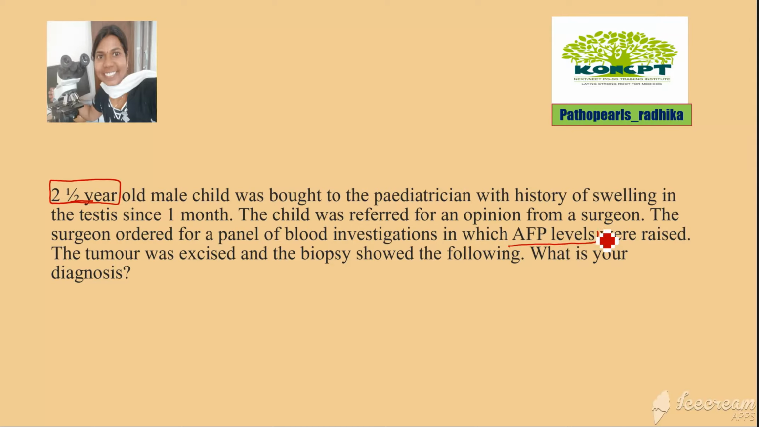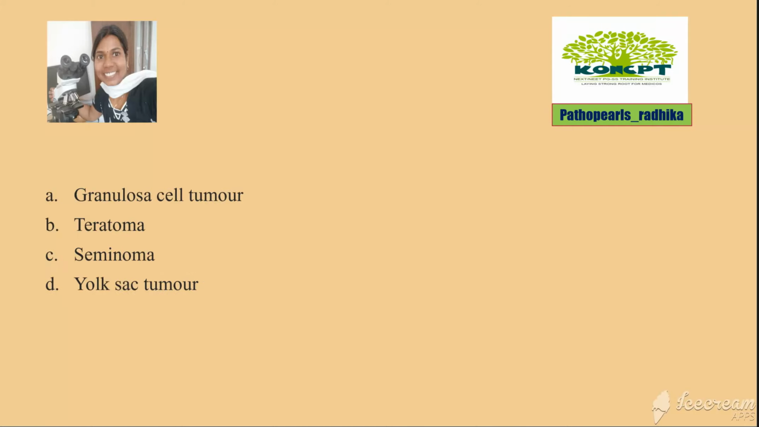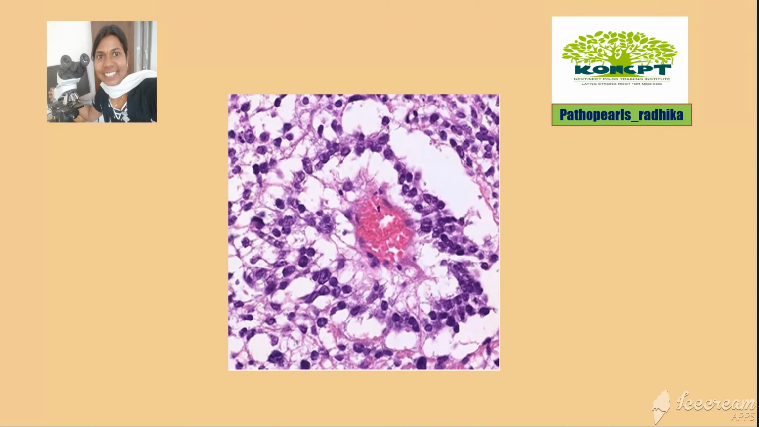Another important clue is alpha fetoprotein levels are raised. So if you look into the options, which among these can cause elevation of alpha fetoprotein to a significant level? You should think in those terms. Even teratoma can have multiple components, ectoderm, endoderm, but what causes a significant raise in AFP levels and what could be an appropriate answer? Now go back to the histopathology image and think whether you have heard about or ever seen anything like this.